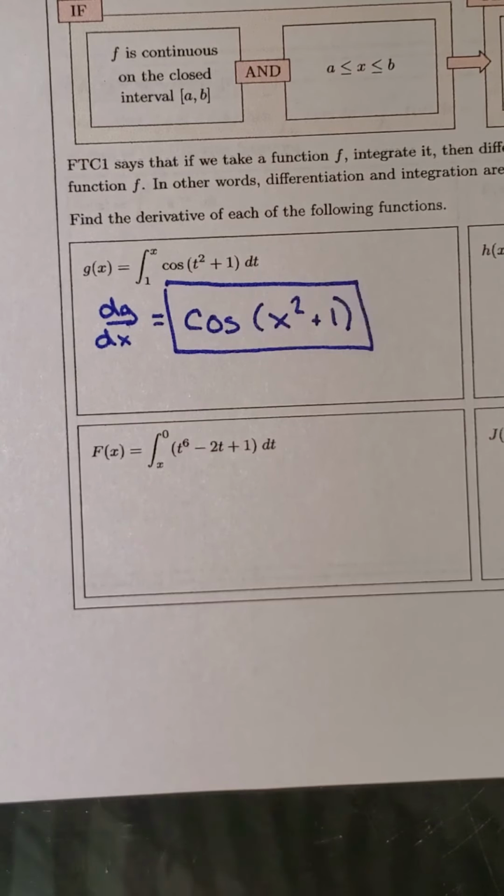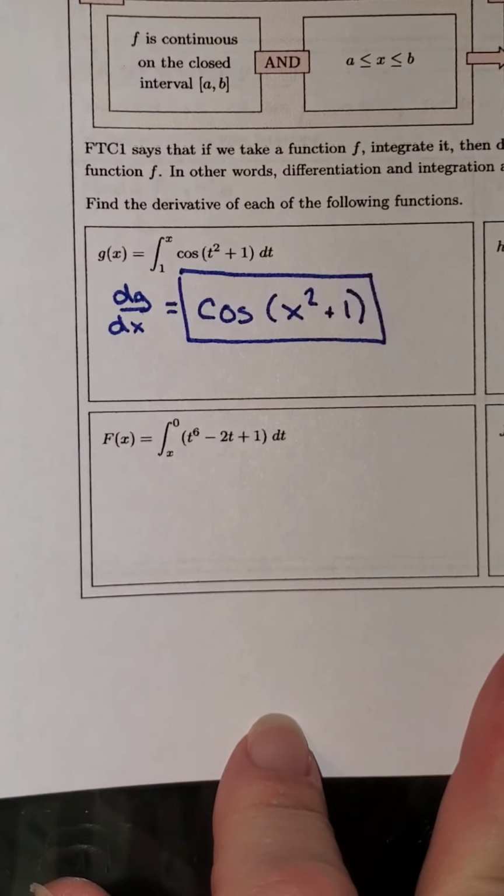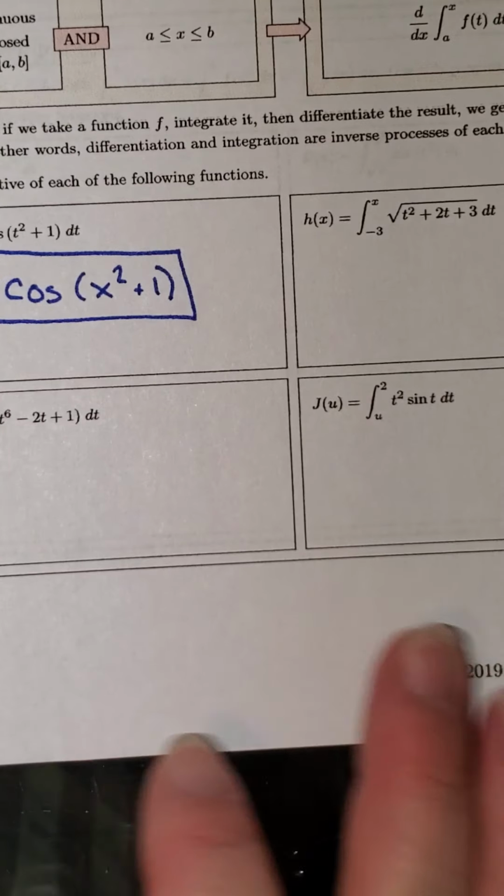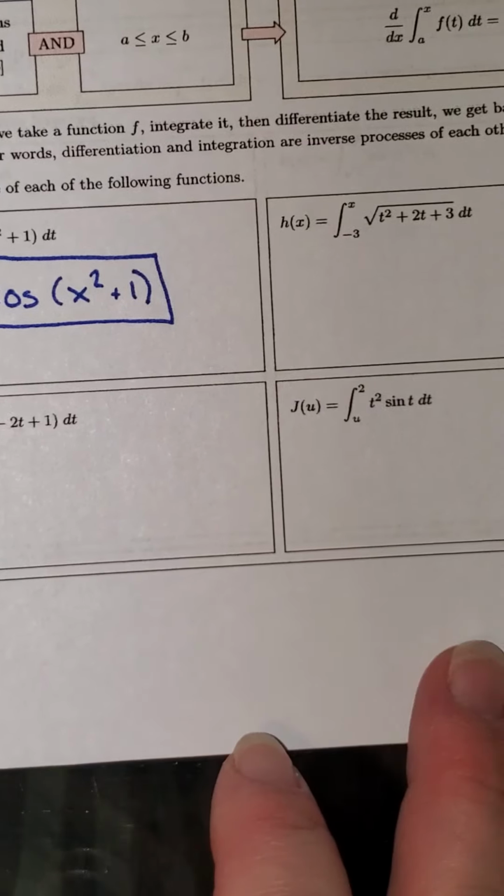Same thing over here on h of x. H of x you have from -3 to x. The number doesn't matter. It's from some number to x. So dh over dx would equal the square root of x squared plus 2x plus 3. That's it. That's your answer.